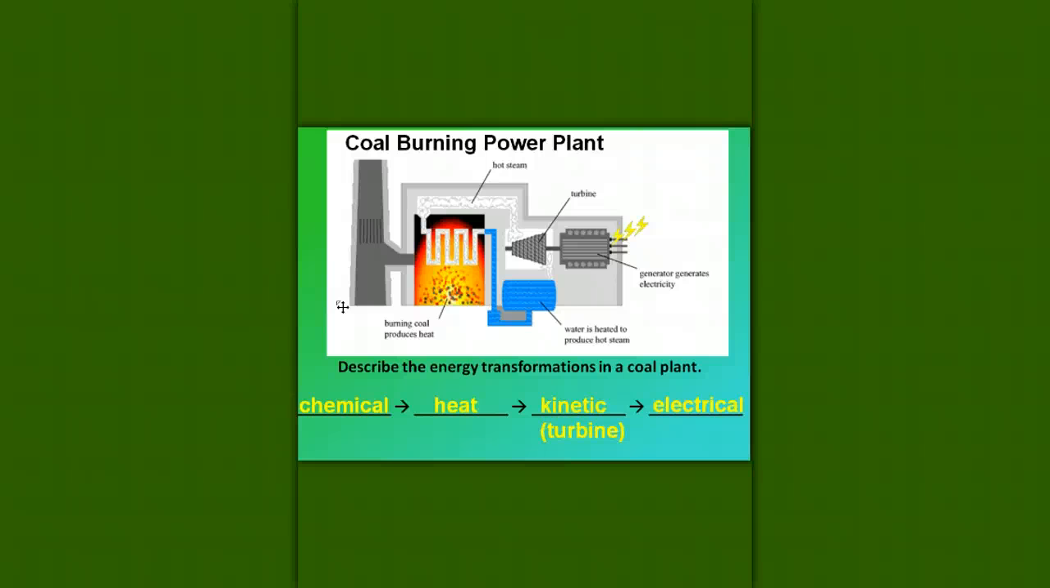Each place that we do this in, whether it be a coal-burning power plant, a nuclear power plant, or a geothermal power plant, it's all going to be done the same way. Everything's going to be turning a turbine that generates electricity. So let's look at the chemical reaction below. You should write the transformation. Chemical transforms to heat, transforms to kinetic energy turning the turbine, which turns to electrical.